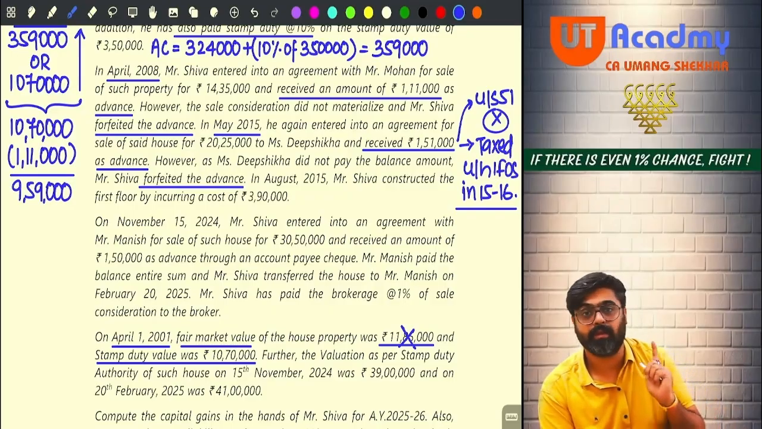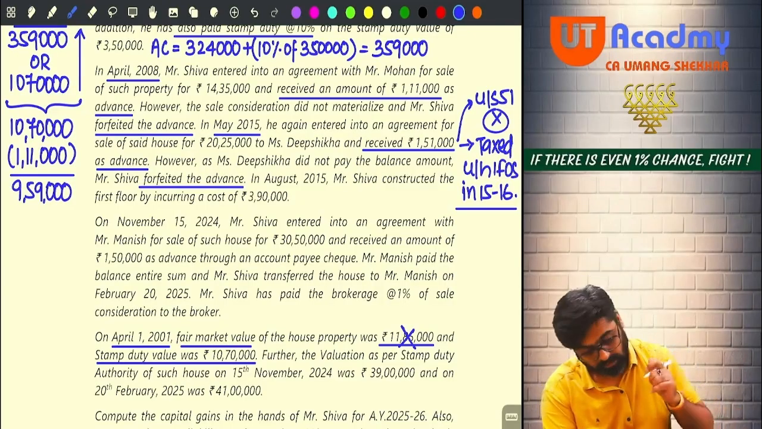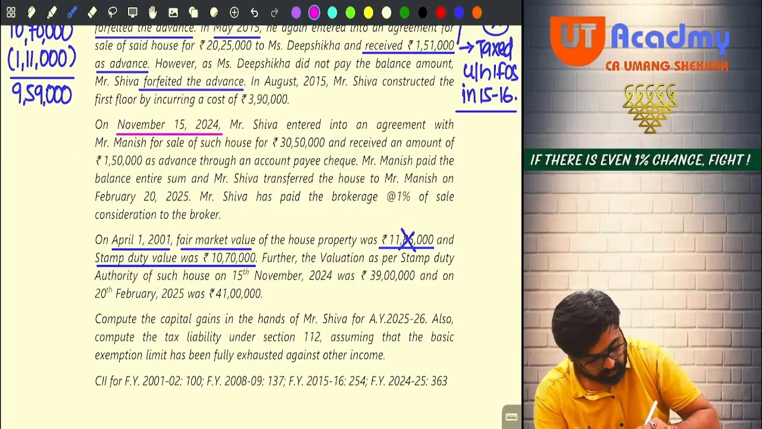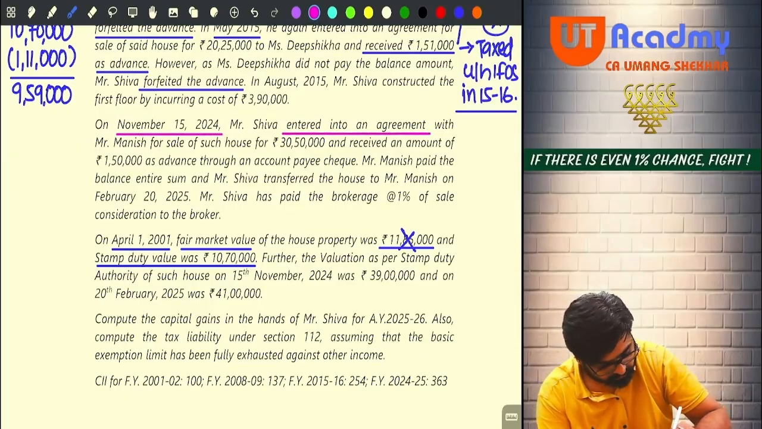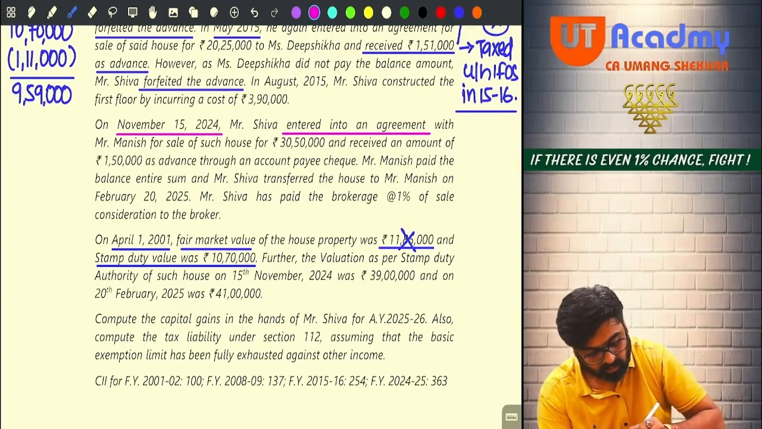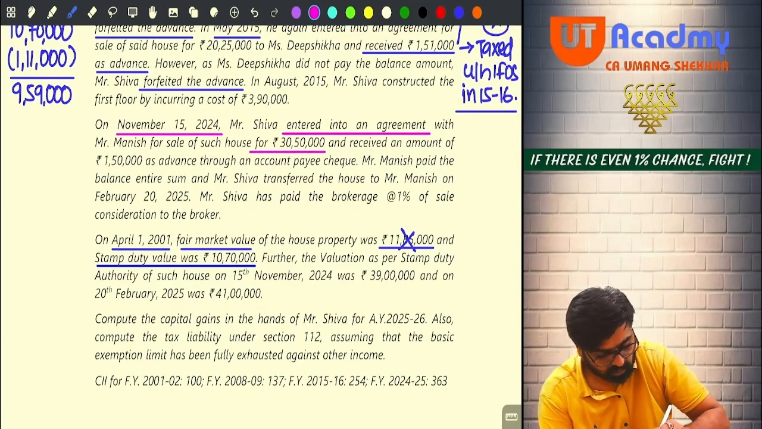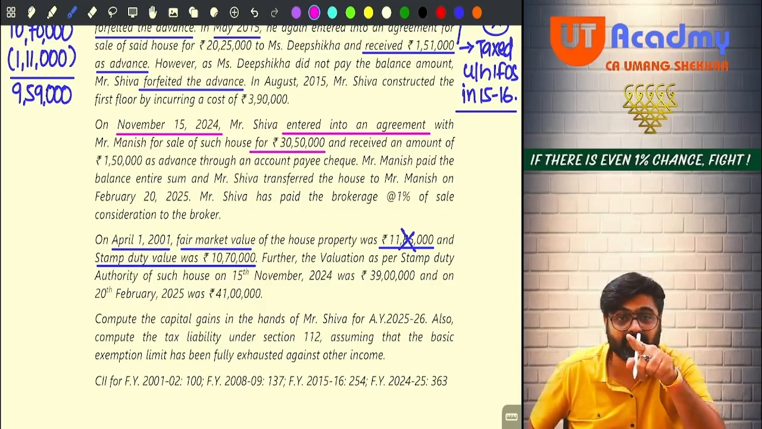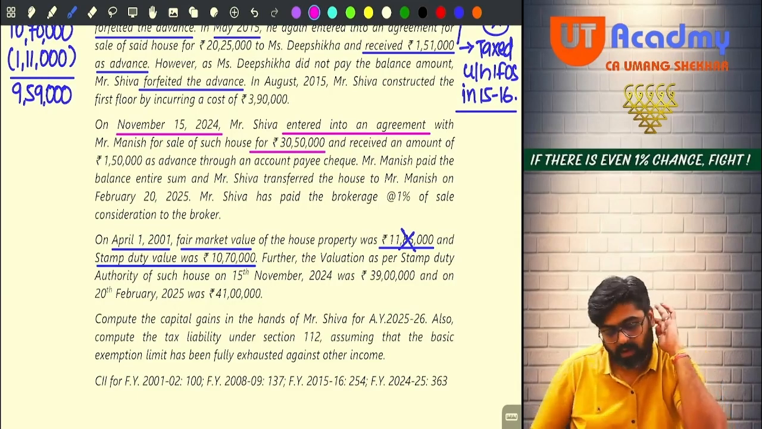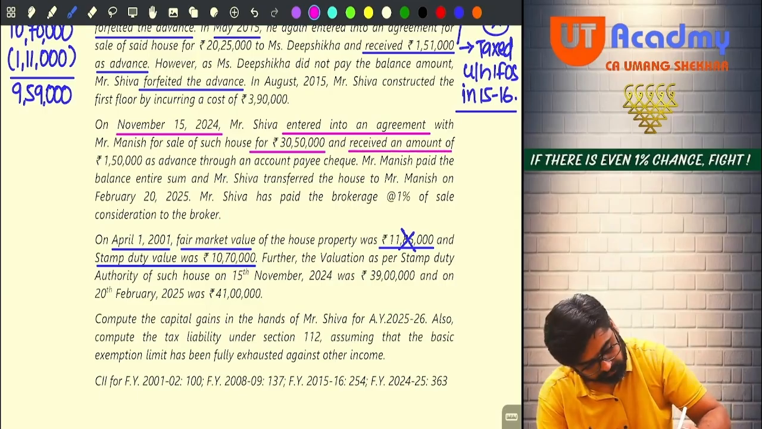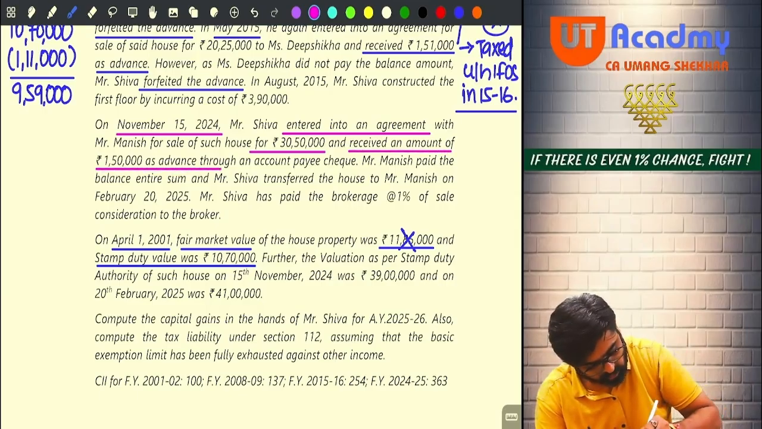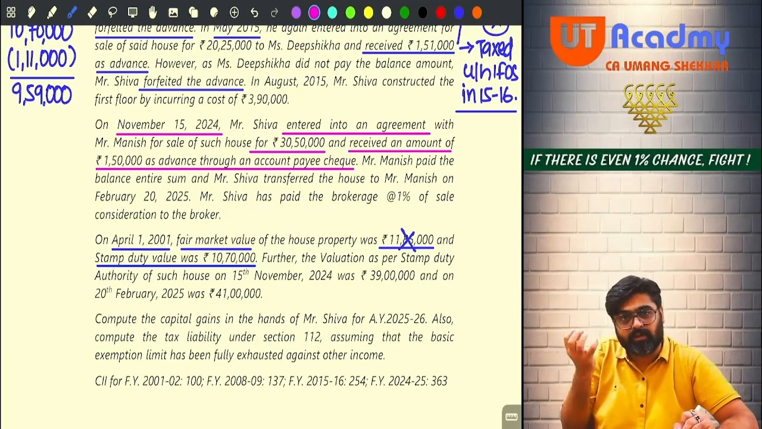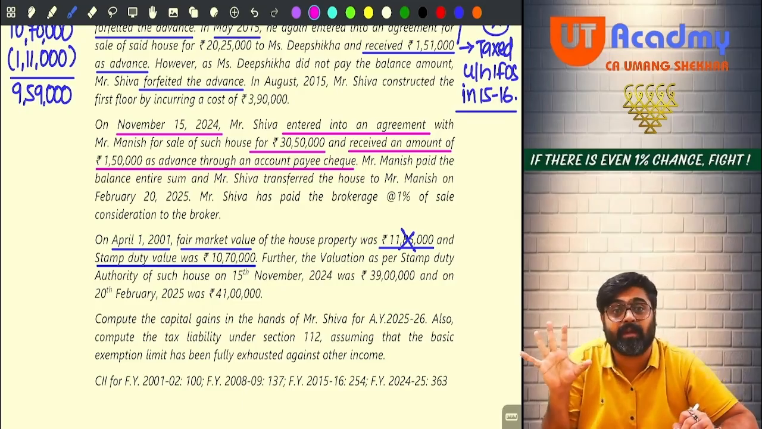Now 9,59,000 will be reduced whenever he'll sell the property. So now see what is happening in November 2015. Now these two dates are very important. In November 2015 he entered into a sale agreement with Manish for sale of such house for 30,50,000. So the sale agreement value is the sale value, the sale consideration, that is 30,50,000. And he received an amount of 1,50,000 as advance through account payee cheque. Wow, wonderful. Out of 30,50,000 of sale consideration, he is already receiving 1,50,000 as advance.